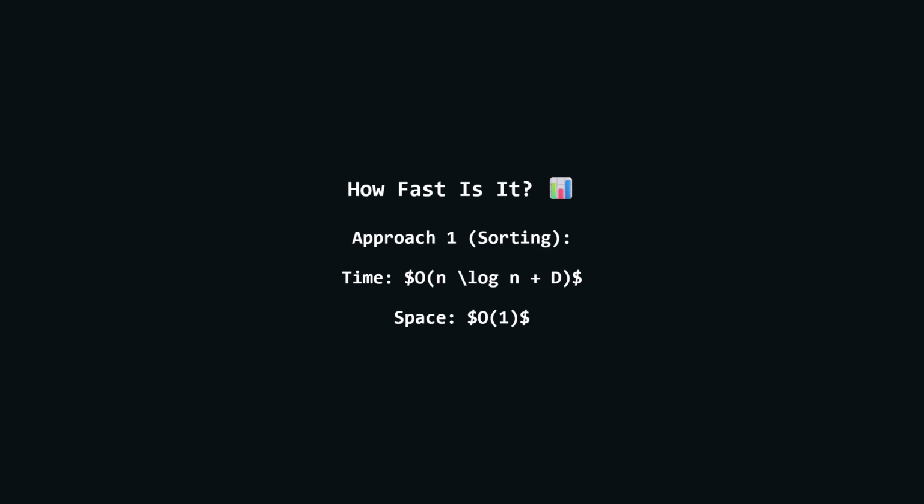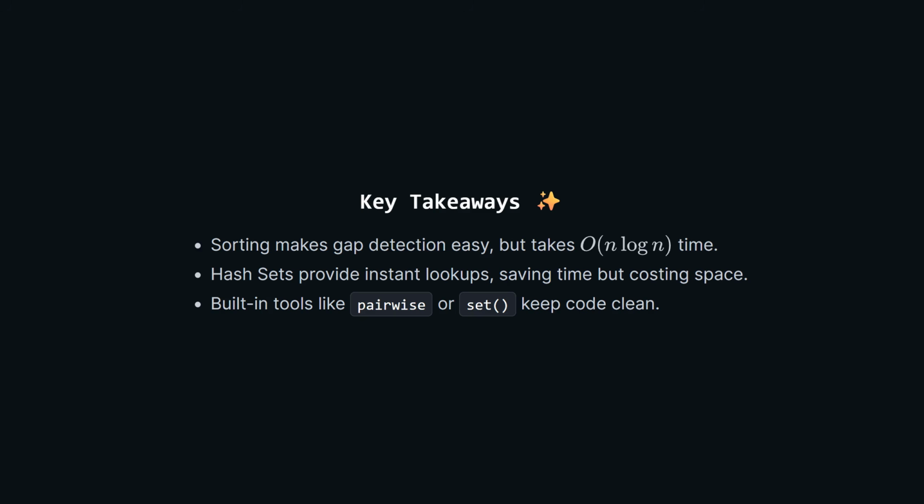Let's talk about performance. The sorting approach takes order n log n time to sort the list, plus d time to generate the missing elements, where d is the size of the gaps. It uses virtually no extra space. The hash set approach is faster for time, taking order d plus n, because finding min, max, and building the set only requires a single pass. However, it takes order n space to store the set in memory. Big takeaways here are that sorting is great for organizing data to find relationships between neighbors. But if you just need to check for existence within a known range, hash sets are usually the faster, smarter choice.